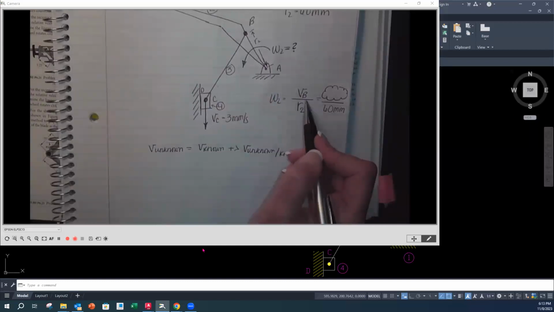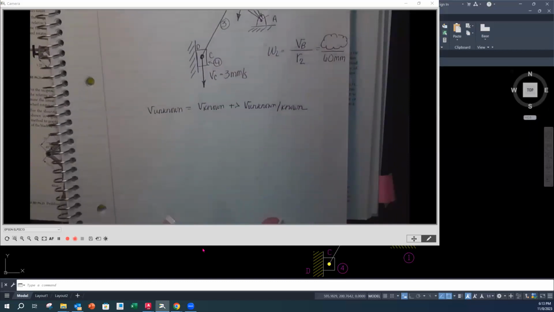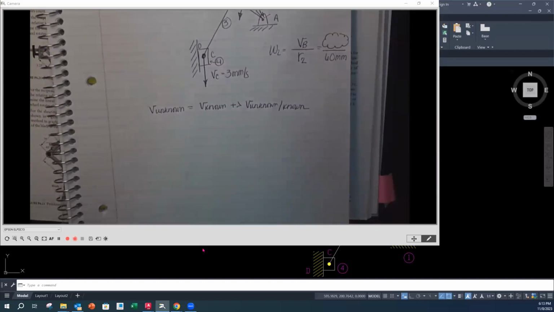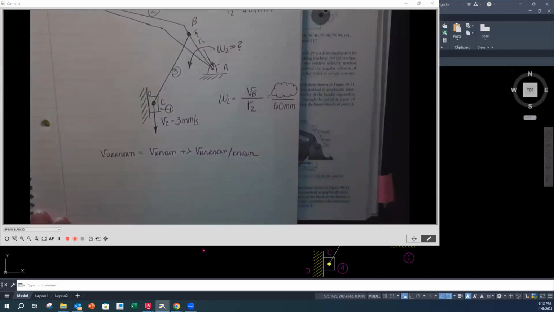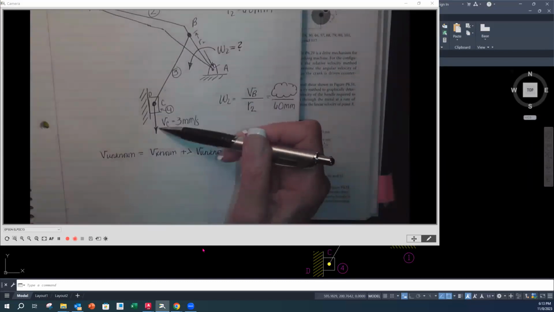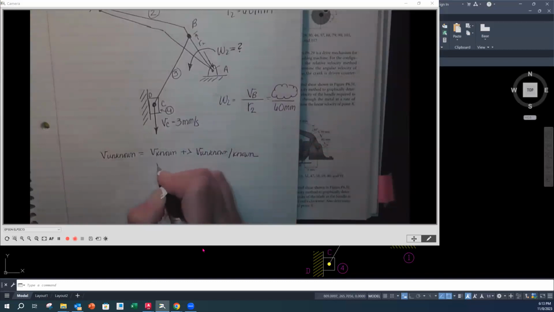So to get the velocity of B, we need to use that relative velocity equation, where the velocity of an unknown is equal to a known plus, vectorially, the unknown relative to the known. Our familiar standard variables here. Now we want to fill in and identify what is known and what is unknown. So our known is our 3 millimeters per second going down. That VC this time is going to be on the right-hand side of our equation. So it's a little bit different than the other ones that we've looked at.